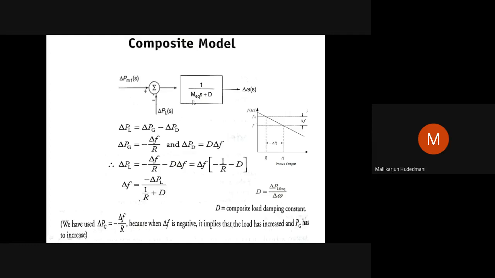So 1 by MS plus D is the area's complete generator and load model, and which has mechanical input infinitesimally small and electrical sensitive total loads here, because D has come to the forward block here. There is no need to mention delta omega back feedback here. It has already been taken in the forward block itself.